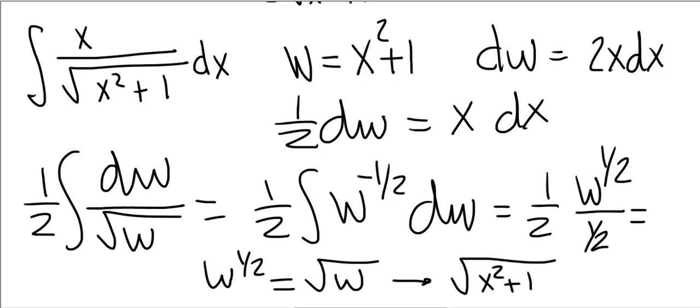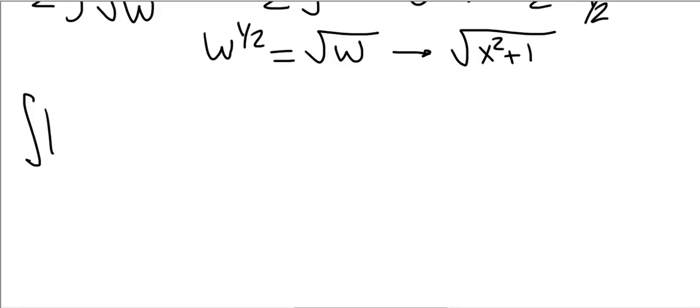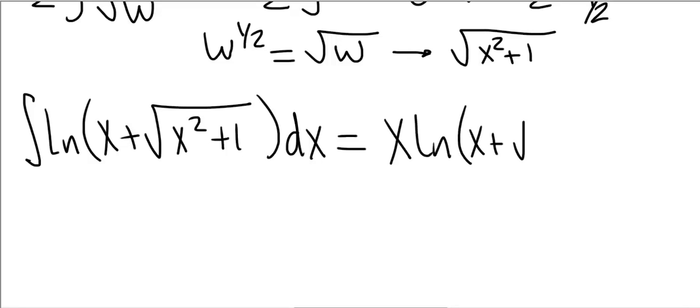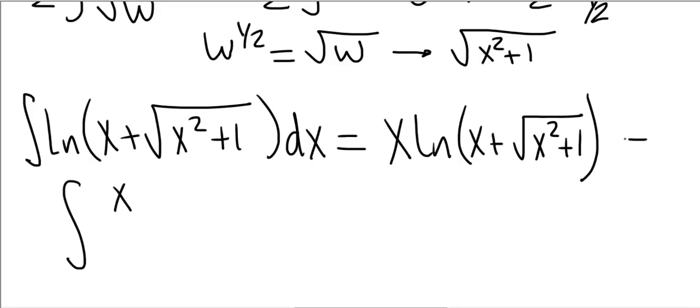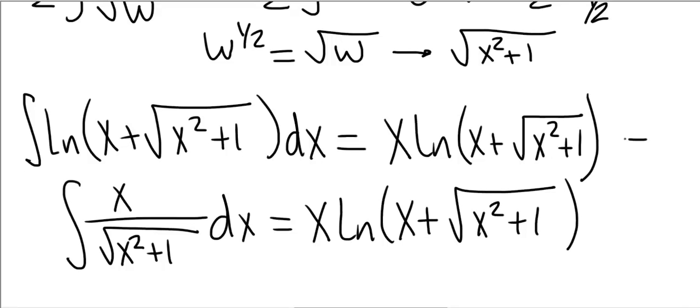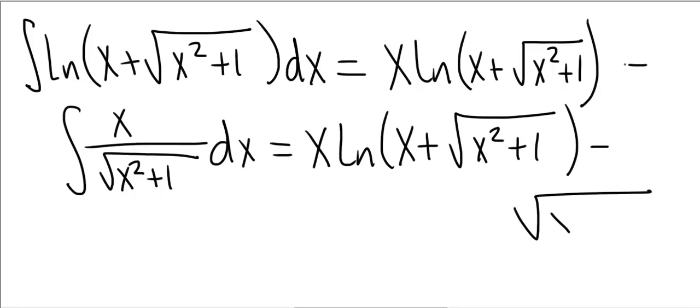So to summarize, the integral we wanted to evaluate, the integral of natural log of x plus the square root of x squared plus 1, is equal to x times the natural log of x plus square root of x squared plus 1 minus the integral of x divided by the square root of x squared plus 1, which is equal to x times the natural log of x plus the square root of x squared plus 1 minus the second integral, which we just evaluated, and that was square root of x squared plus 1. Then we can add a constant c at the end.